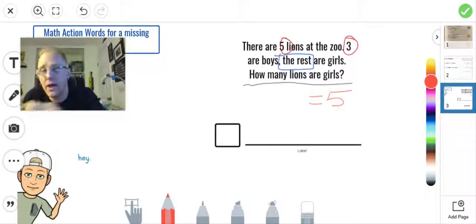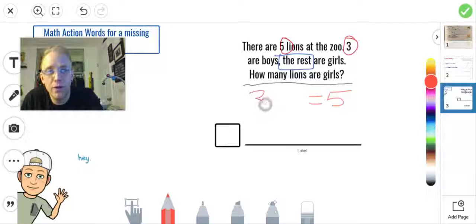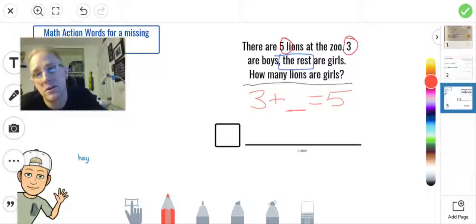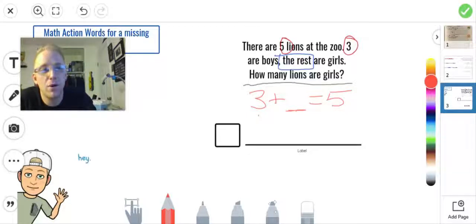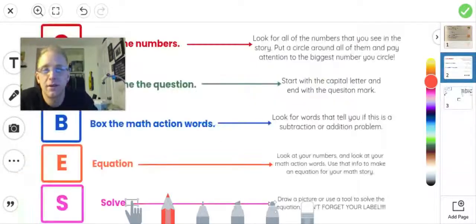So I know that I also have 3 lions that are boys, and the rest are girls, but I don't know how many are girls. So that's the equation I know I can build, because I'm going to add my boy lions right here to my girl lions that I need to figure out right there. Now I'm going to get ready for my next step, which is solve.